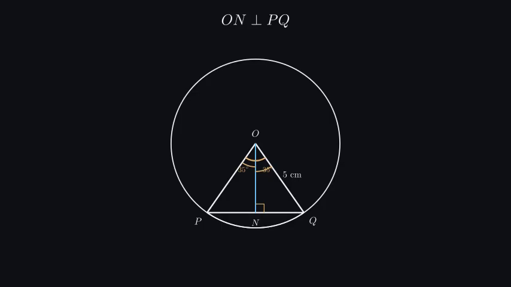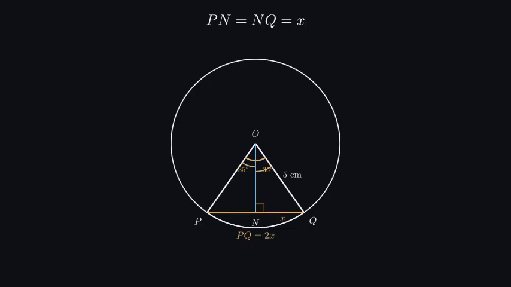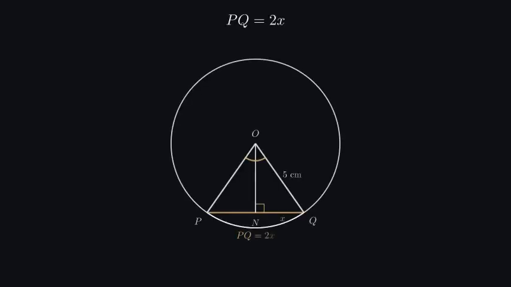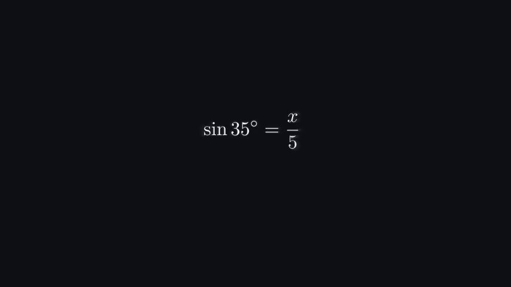The perpendicular from the center to a chord bisects the chord and splits the central angle equally. The perpendicular from the center bisects the chord, so each half is x. The chord is split into two equal parts, so its full length is 2x. Sin of 35 degrees equals x over 5. X equals 5 sin 35 degrees.